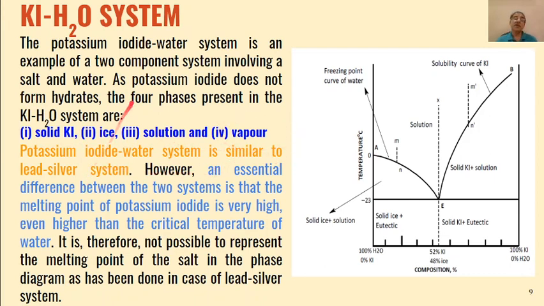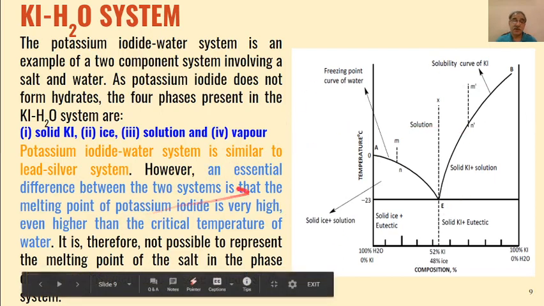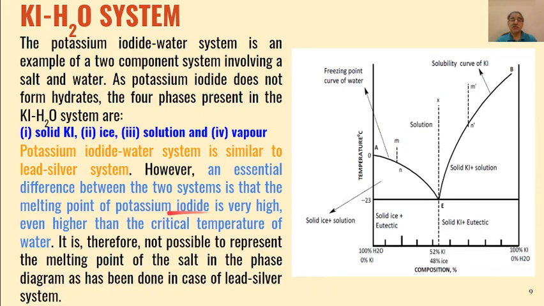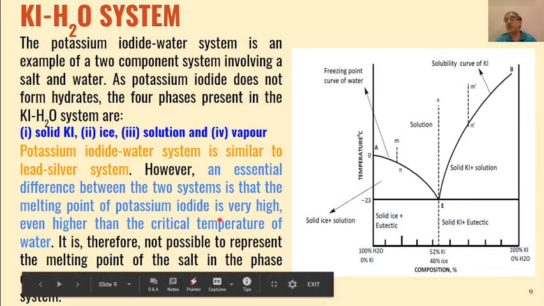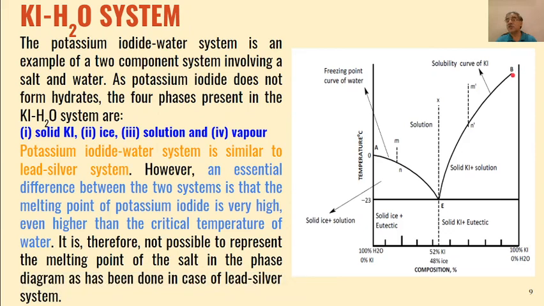And the phase diagram, as you can see, is similar to what we have seen in the case of the lead silver system. But the only difference between the two systems is that the melting point of potassium iodide is very high, even higher than the critical temperature of water. So therefore it is not represented in the phase diagram. So the melting point of salt is not represented in the phase diagram. That is why this is not extrapolated to the other end of the phase diagram.